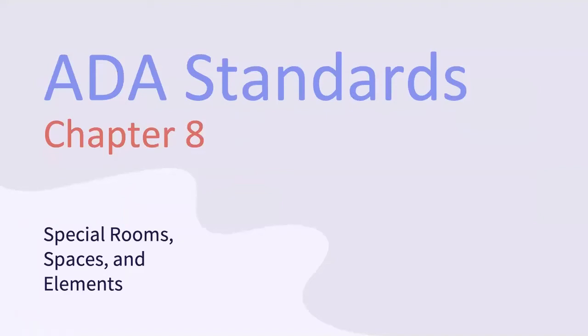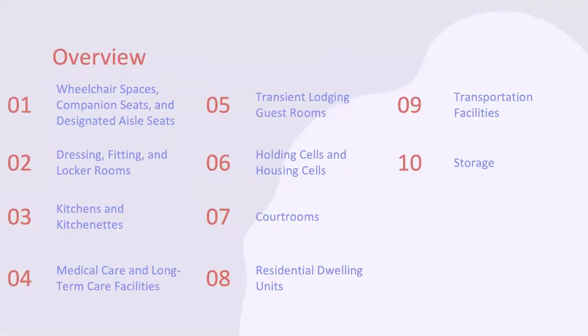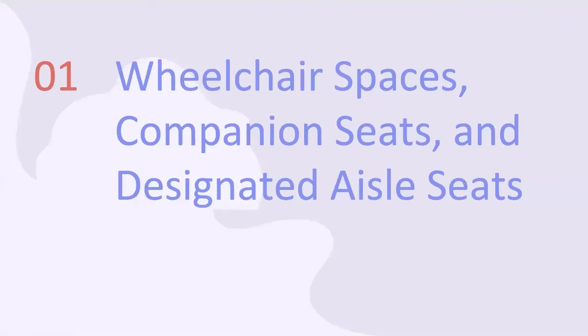I am doing Chapter 8 of the ADA, which covers special rooms, spaces, and elements. An overview of everything we cover in this is wheelchair spaces, companion seats, and designated aisle seats, then dressing, fitting, and locker rooms, kitchens and kitchenettes, medical care and long-term care facilities, transient lodging guest rooms, which are like hotels and motels, holding cells and housing cells, courtrooms, residential dwelling units, which I believe are like apartments, transportation facilities, and storage. So starting with wheelchair spaces, companion seats, and designated aisle seats.